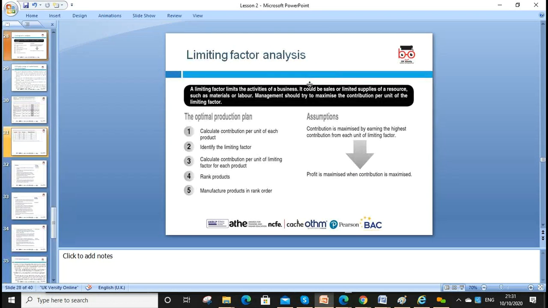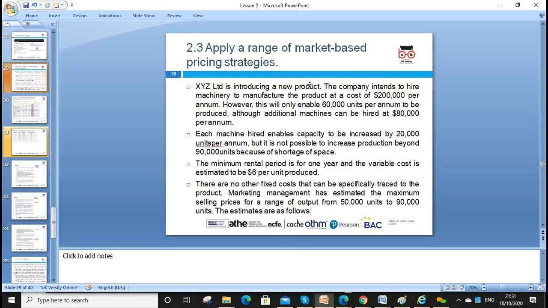Okay, that's the way we can calculate limiting factor. Always we have a limiting factor. Limiting factor is crucial, because it's called a constraint, and in a business we have constraints. So limiting factor can be labor hours, it can be machine hours, and we need to make sure we produce the units that will give a high contribution.